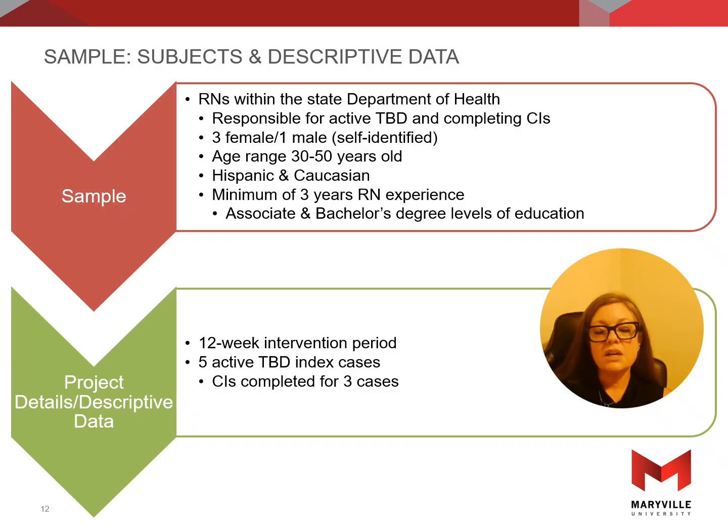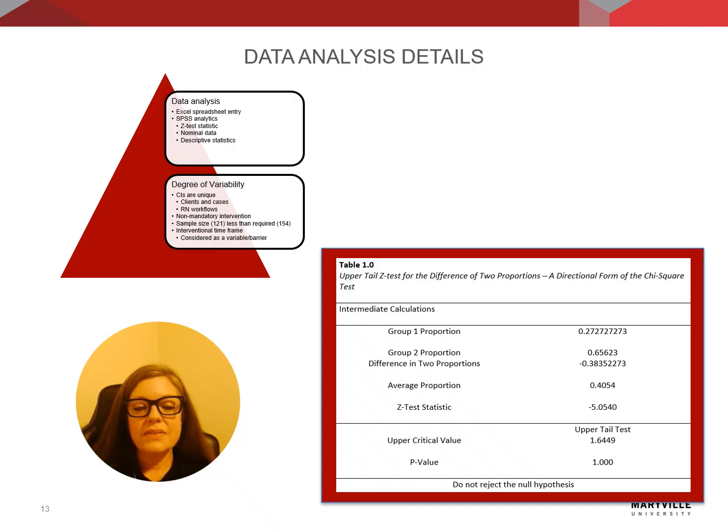During the 12-week intervention period, 3 new active TB disease index cases were identified that were eligible for contact investigation completion. Of these 5 index cases, 3 had contact investigations completed. The de-identified data as a proportion was entered on an Excel spreadsheet and analyzed using SPSS using the z-test statistic.